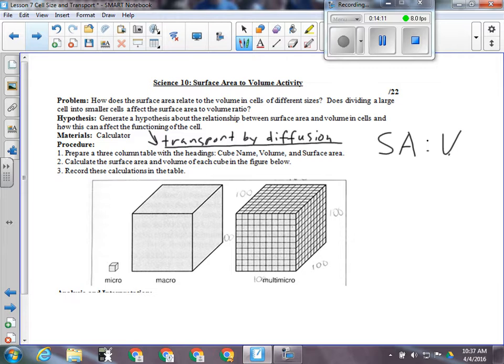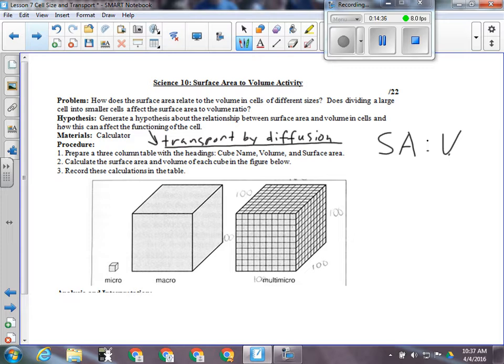So what we're going to do is use these 3 imaginary organisms: micro, macro, and multi-micro. They're 3 different organisms. Micro is a single-celled organism that is very small. Macro is a single-celled organism that is very large. Multi-micro is a multicellular organism that is the same size as this. Okay, everybody with me there?